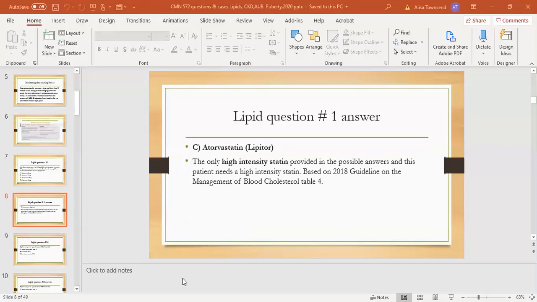All right. Excellent. C is the only high-intensity statin provided in the possible answers, and this patient needs a high-intensity statin based on the 2018 guidelines on the management of blood cholesterol in table 4. Exactly. Very good. Thank y'all.